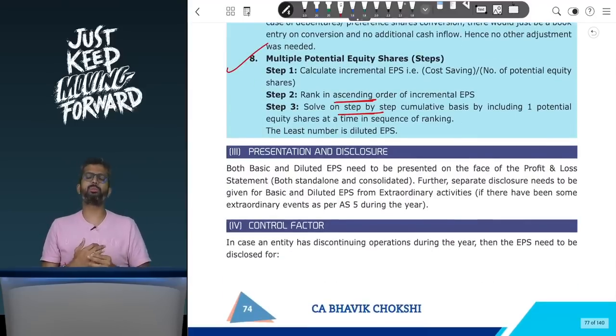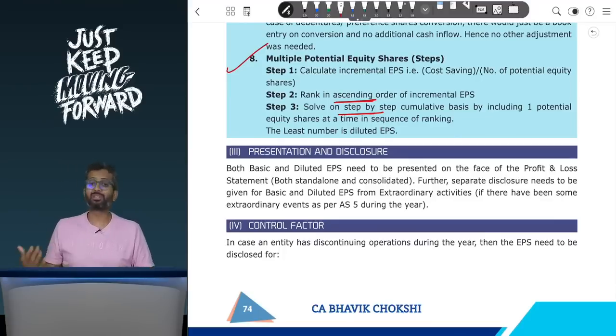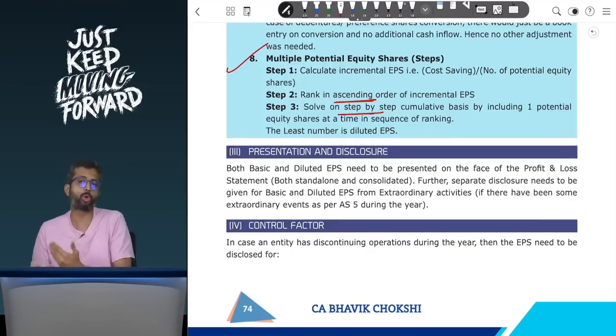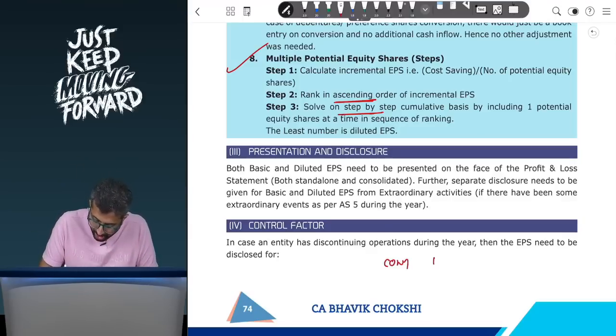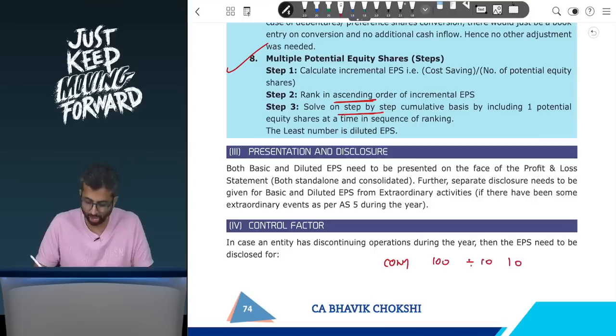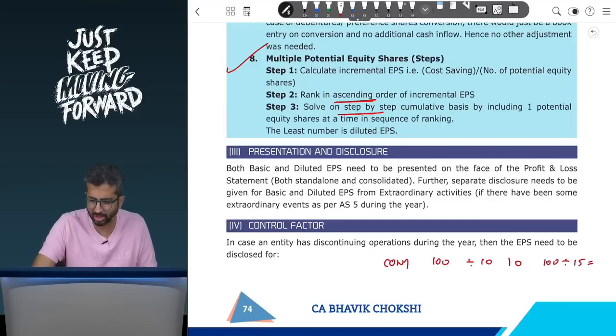Presentation and disclosure. EPS has to be shown on the face of the income statement, both standalone and consolidated, basic and diluted. If there are extraordinary items or if there are discontinued operations, then you will also show EPS from discontinued operations or extraordinary items separately. However, a challenge might arise that on including diluted potential shares, your EPS from continuing operations, let's say, is 100, your basic EPS is 10, and there are 5 potential equity shares. If I include them, 100 divided by 15, this will further fall. It will become, whatever 100 divided by 15 comes to, let's say, 6.67.